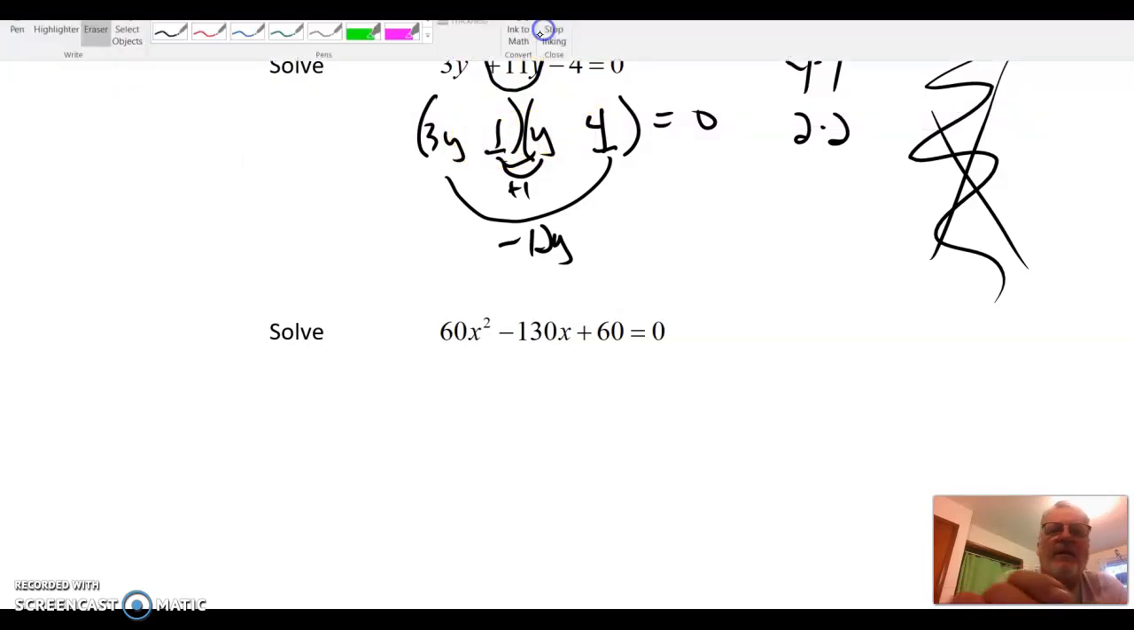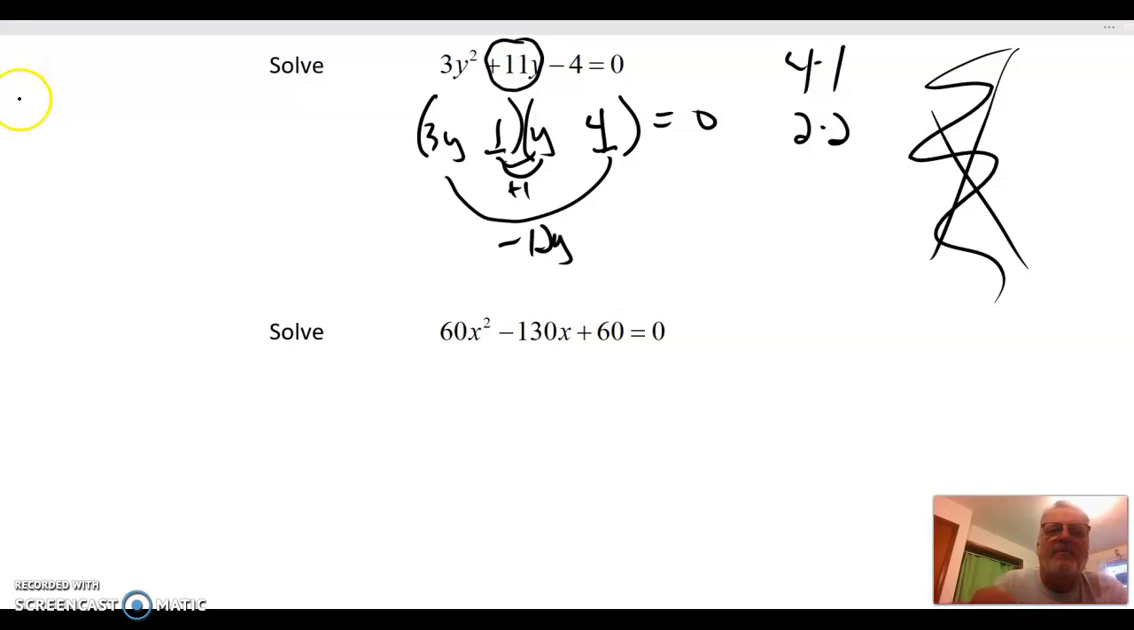Okay, so I'm going to get my eraser, and I'm going to get rid of that, get rid of that, and I'm going to put a minus there and a plus there. So now the outside gives me a positive 12y, and the inside gives me a negative 1y. That gives me my 11y.